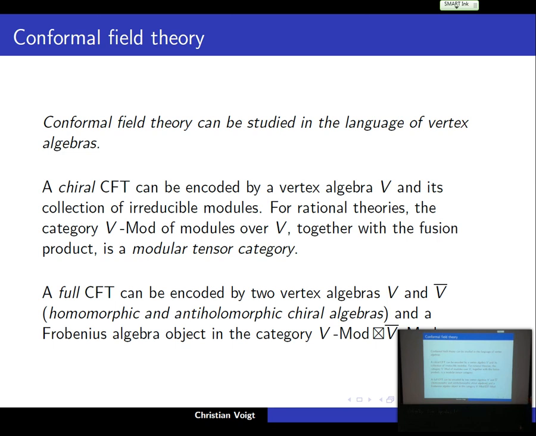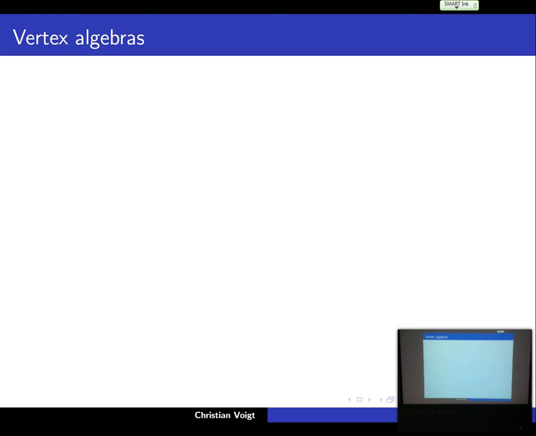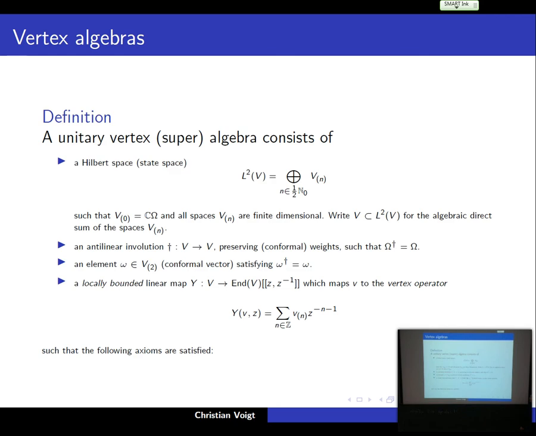So next question is, what is a vertex algebra? I have included the definition here, but I'll just be very quick. If you have seen this before, this is almost the definition of a vertex algebra. It adds a bit further structure, namely we want a unitary structure on our vertex algebras. So we want the state space to be a Hilbert space, or at least a dense subspace, to have a nice Hilbert space completion, and the structure to be compatible with this Hilbert space structure.